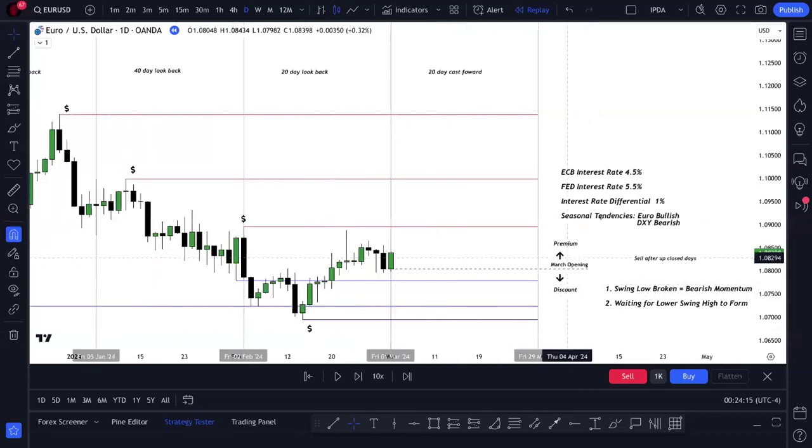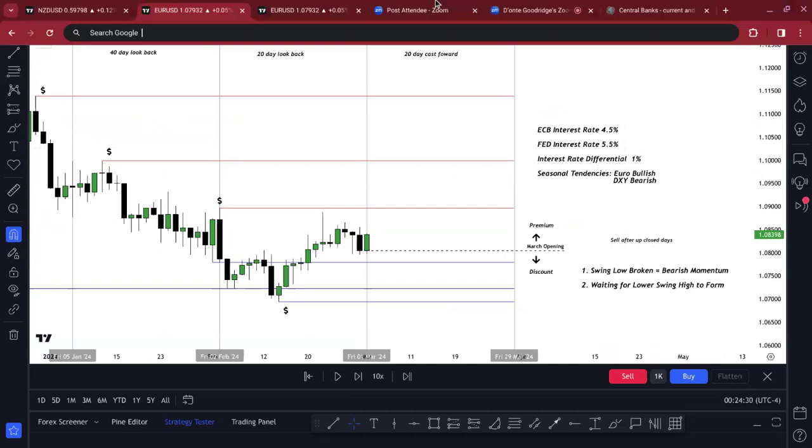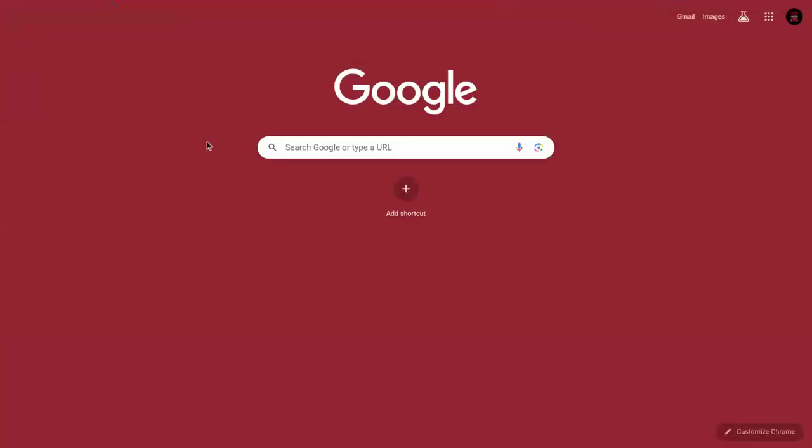We had a seasonal tendency of a bullish euro and a bearish DXY. Now, it wasn't completely bullish for the month. It was bullish then bearish, I believe, if we really were trying to be specific about the seasonal chart and what it looks like. Since we're going over it, why not be transparent and show you how I do it?